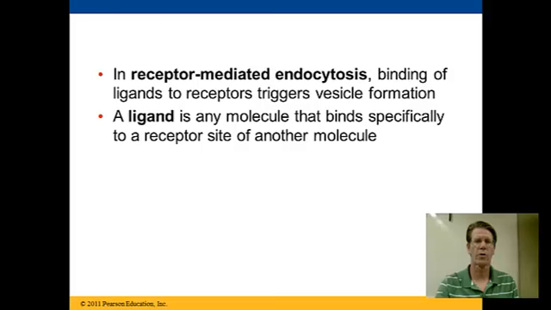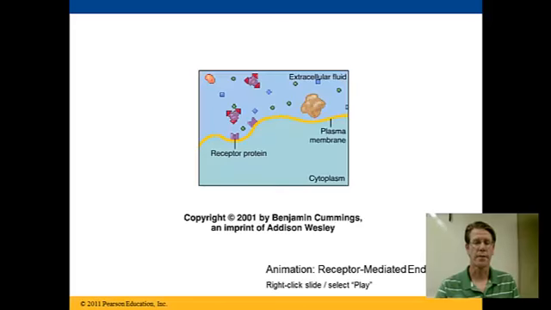So in other words, here we need some assistance. We need to tell the cell, hey, there's something out here that you need to bring in. And so there'll be a receptor site on the external surface of the membrane, and a ligand will come attached to that. That'll send a signal to the cell, hey, we got to move the cell membrane, create this vesicle, and bring this material in. And this will demonstrate that here.